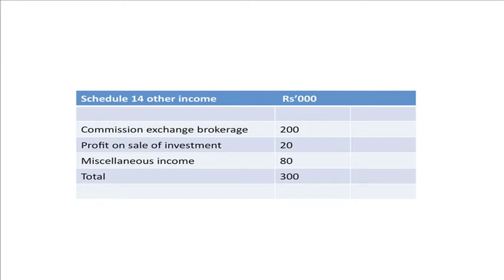So, here we have identified already in our question what items will fall under other incomes. So, we are working on the credit side of our question. Commission, exchange, brokerage is 200 here, that is 2 lakh. We have written 200 because I have already explained that it is being presented in thousands. So, commission, exchange, brokerage 200, profit on sale of investment 20, miscellaneous income is 80. So, schedule 14's aggregate is 300.